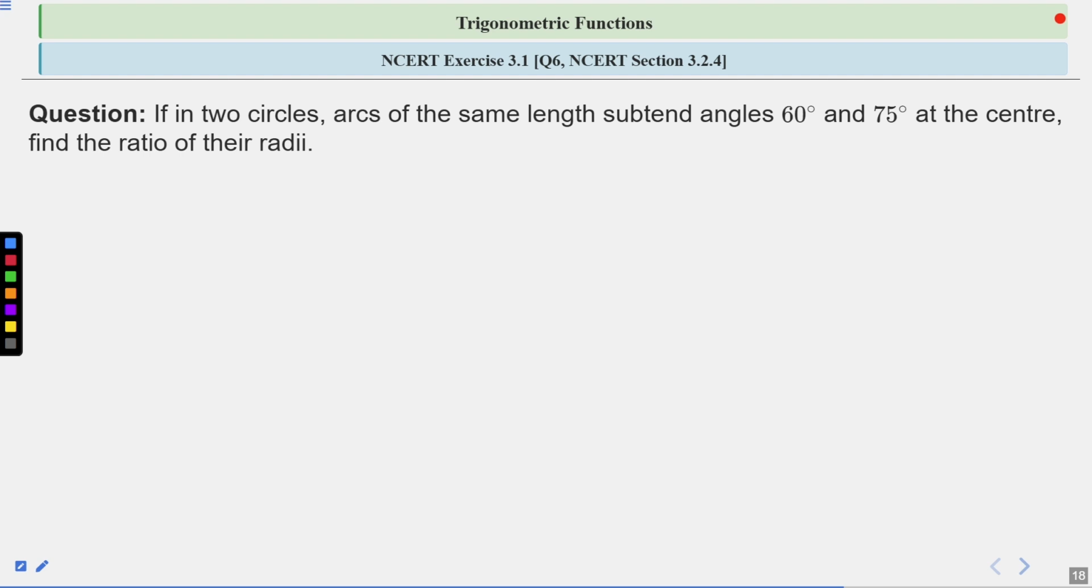So how can we find it? We know that theta is equal to L by R. For the two circles, we can apply theta is equal to L by R, and theta is given in degree, so you can convert it into radian. But since we have to take the ratio of the angles, you can keep it in degree only. So in both the circles, you can apply theta is equal to L by R, and after that, you can divide the two equations to get the ratio of their radii. Again, you have some time to solve or think about this question. After that, we'll move to the solution part.